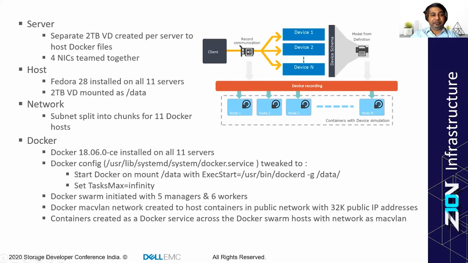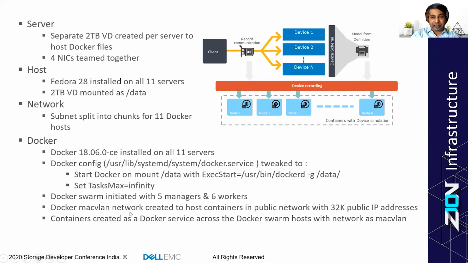A few settings with respect to Docker, which have really helped us. One is around the Docker config file, which we tweaked, and what we started doing is to have all the Docker files being created by having the Docker daemon start with the root directory as /data, which we just mentioned is the 2 TB VD that we had created. Tasks were set to max, and as I said, we had a Docker Swarm created which had 5 managers and 6 workers taking care of all the fault tolerance and load balancing.